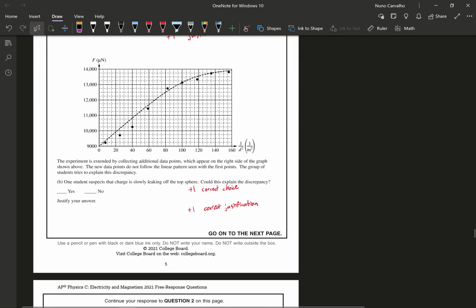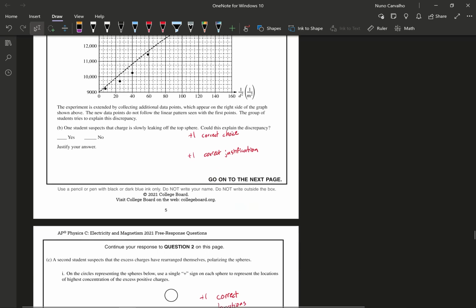Okay, now we're going to part B here, and again, it's a justification question with two choices, so I think you get a point for the correct choice and one for the correct justification. They might not even give you the point for the correct choice with the justification, since it's just a yes or no, so it's a 50-50 chance. They might put more weight on the justification itself, so that might be the way that they arrange this.